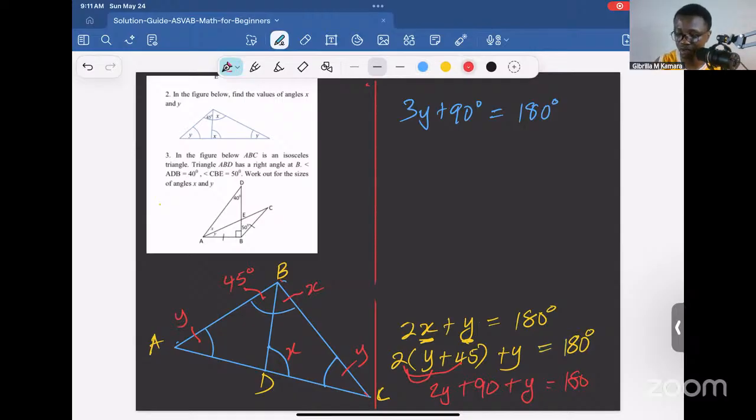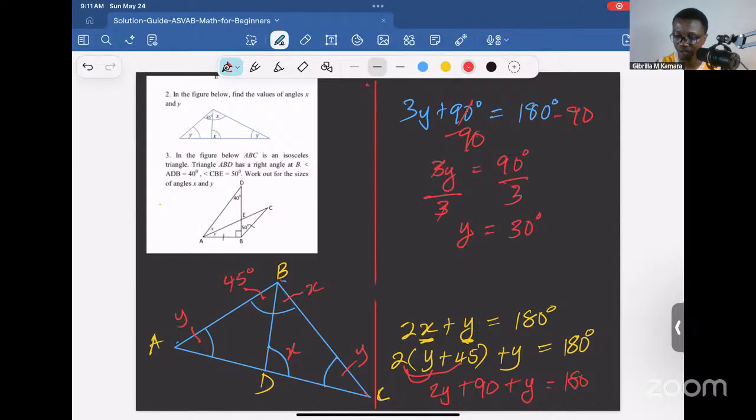But we need y. So let's isolate. This becomes minus 90 here. Minus 90. This and this goes. I have my 3y equals 90 degrees. But I'm in need of y, so I'll divide here by 3. This by 3. This and this goes. So my y is equals to 30 degrees. Now you can easily get x.